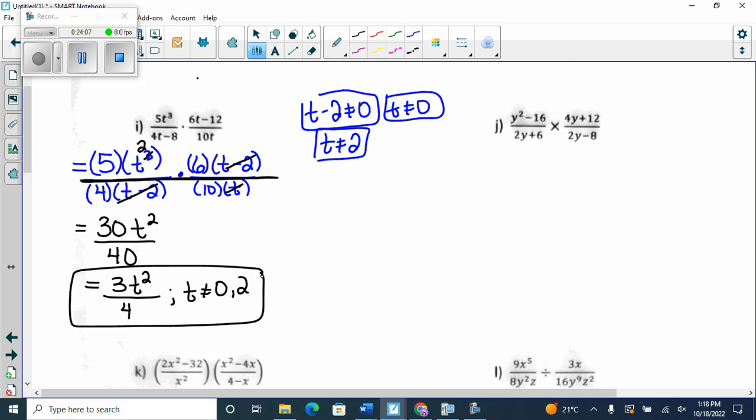Some of you will skip the middle step. Totally fine, as long as you're not doing it wrong. J is y squared minus 16, which is a difference of squares. So I'm going to get y plus 4, y minus 4.